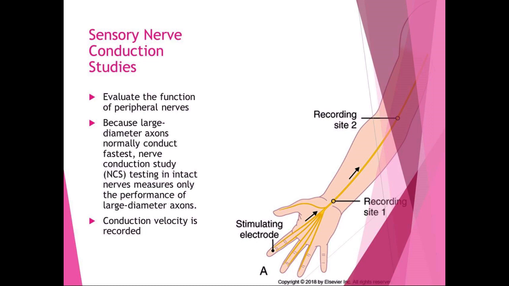Because large diameter axons normally conduct fastest, nerve conduction studies in an intact nerve measure only the performance of large diameter axons. And you have a stimulating electrode at the distal end. You have a couple different recording sites, and the computer measures the conduction velocity of the nerve and compares it to norms. You can tell if your conduction velocity is compromised in any way. So that's one of the studies that you'll get to test the peripheral nervous system.